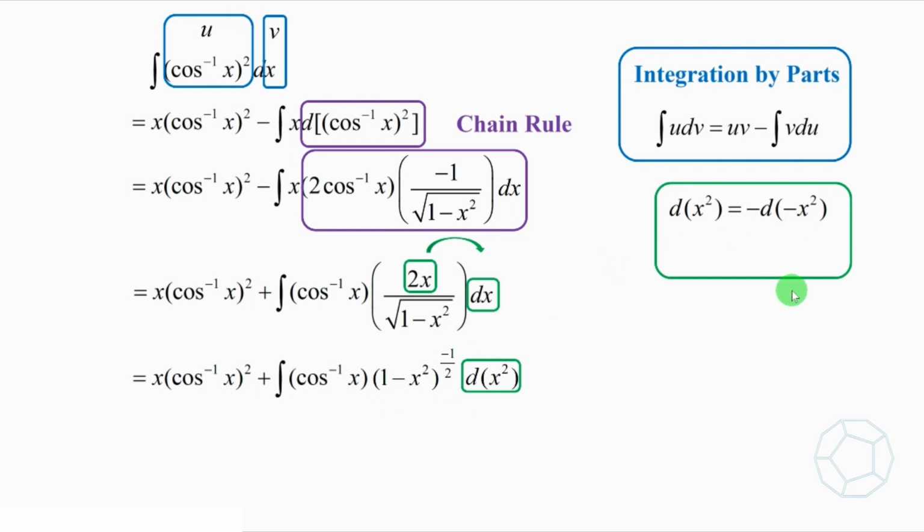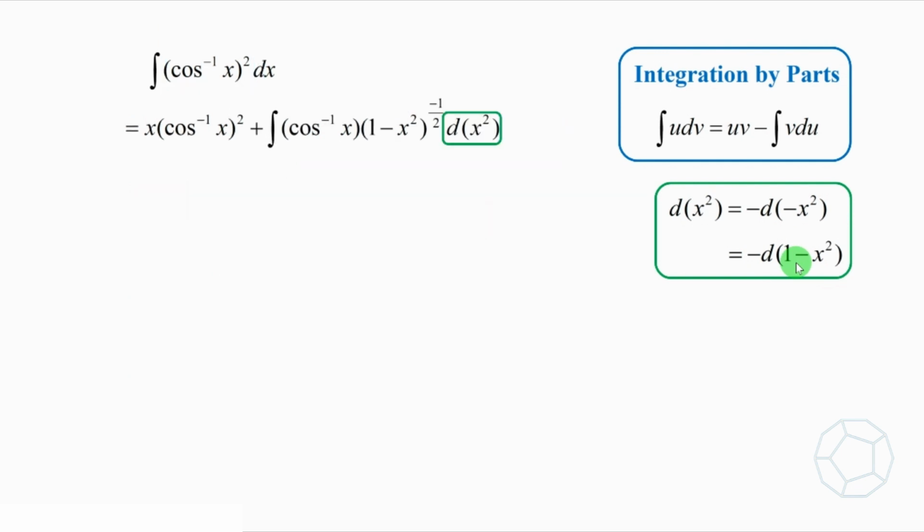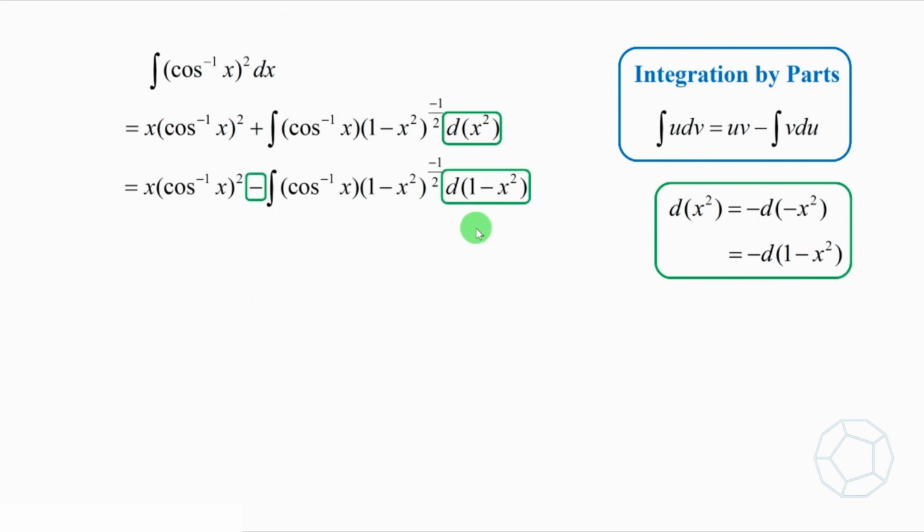Moreover, we can just add 1 inside the bracket. Why? Because differentiating a constant is 0. It does not affect the differential. Now, we put the result into the integral like this. We're going to do the absorption one more time.